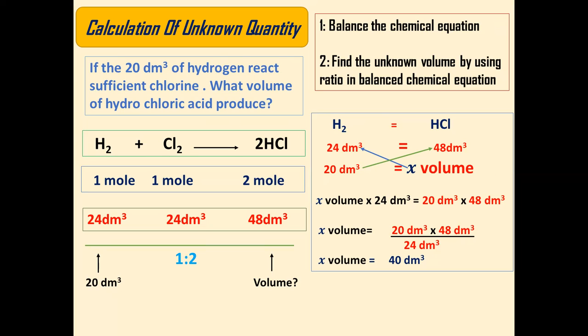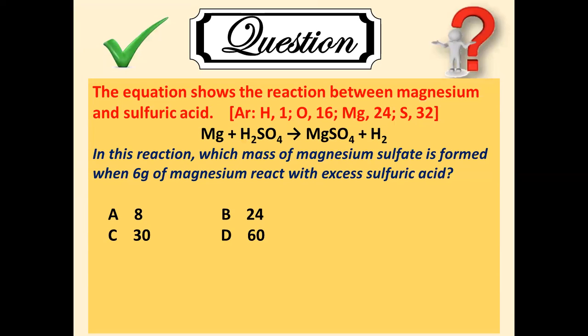So we use the same cross multiplication method. By cross multiplication, x is multiplied by 24, and 48 is multiplied by the 20 dm³. Now this 24, which is multiplying with x, will divide on the other side. So we get the hydrochloric acid volume as 40 dm³. So if the volumes of the reactants are given, we can easily find the volume of the product. Now we're going to see some questions relevant to this.